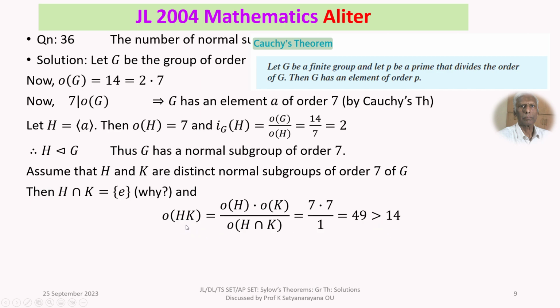That means the product HK will have 49 elements, and all those elements must be elements of G, but unfortunately G is of order 14 only. Therefore, it is not possible. So this is a contradiction.